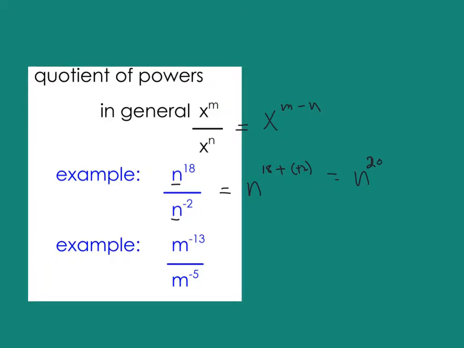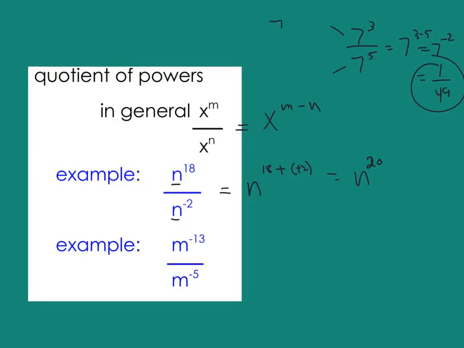Now, just for the record, that would work with numbers too. So say it was like 7 to the 3rd over 7 to the 5th. That would be 7 to the 3 minus 5, which would be 7 to the negative 2, which would be 1 over 7 squared, which is 49. Right? You could evaluate this, make this a really big number, make this a really big number, and then do the division.